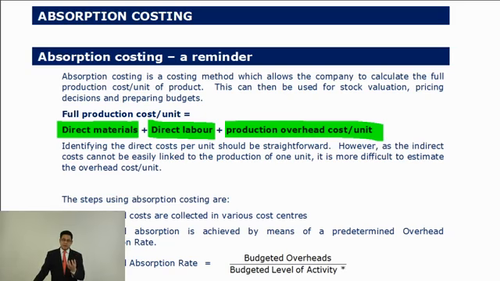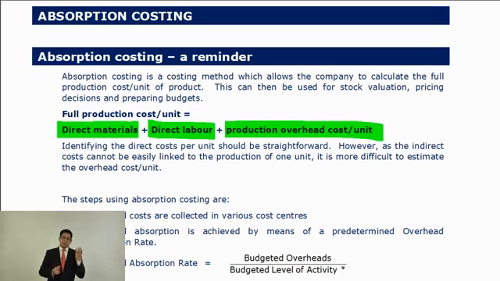So here is a little reminder that as per absorption costing, in order to calculate the full or total cost of production of one unit, we need to find out how much material has been used in one unit, how much labor cost has been applied to one unit, and how much of production overheads were charged to one unit of product. It is not difficult to calculate the cost of direct materials and direct labor.